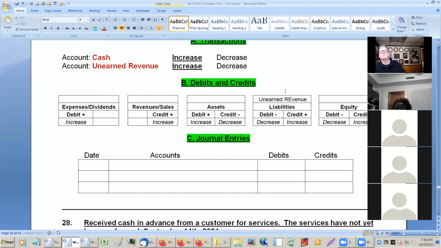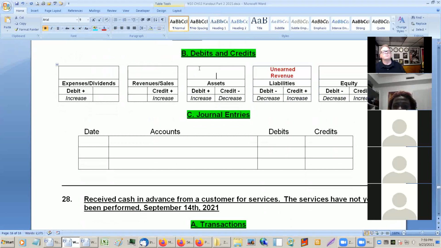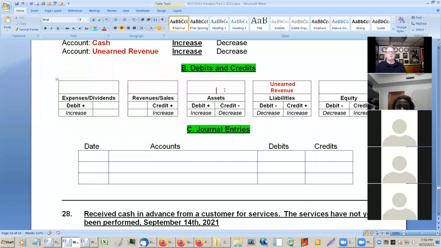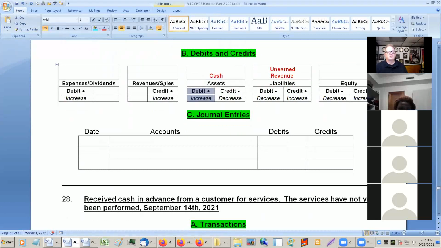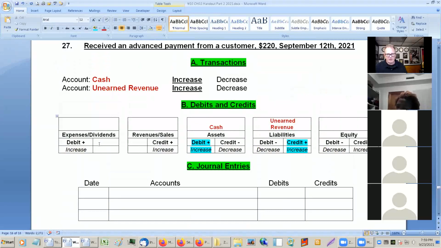Debit, credit, increase. Wait a minute. Cash will be debit increase, and then that one will be credit increase. That's a debit decrease. So this would be cash, credit increase. Cash is under here. I got it on the wrong one. Cash is going up. They actually handed us the cash. And now we have more liabilities because we have to either do the work or give them their money back. And again, usually they don't want the money back. Usually they want whatever it is they paid you for in the first place.